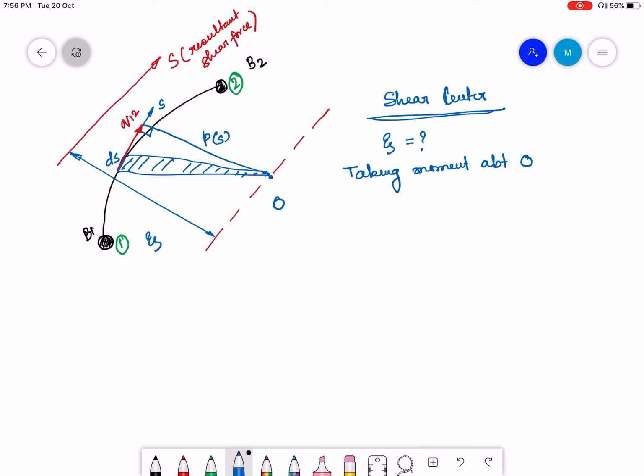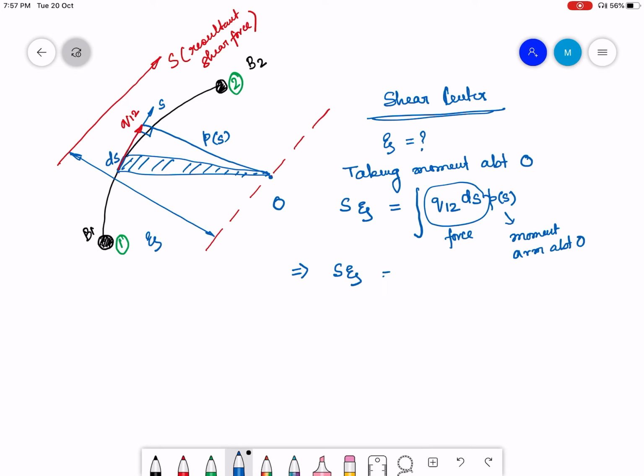what we get, the moment because of the applied force is S into zeta. And that should be equated to the moment about O due to the shear flow, which is going to be Q12 into ds, that is the force, into PS. PS is the perpendicular distance of ds from point O. So this is the force part and this is the moment arm about O. And of course we have to integrate since we are taking it over an elemental length ds. Okay, so therefore S into zeta is going to be Q12, which is constant, into the integral of PS into ds.